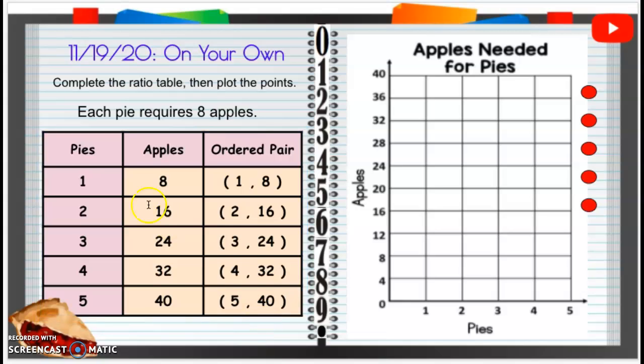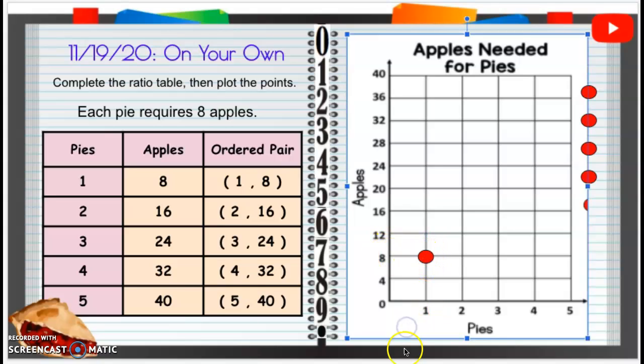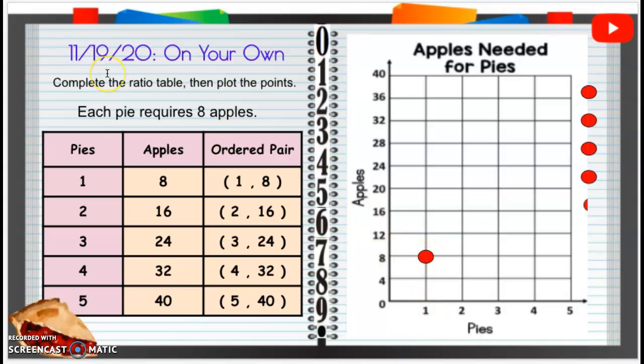All right, let's start to plot them. So over 1, up 8. So we're going to take our dot here. We're going to go over 1, up to the 8. So 8 is right up here. So we went over 1 for 1 pie, and then we had 8 apples, so we'll connect those lines, and we get this point right here.